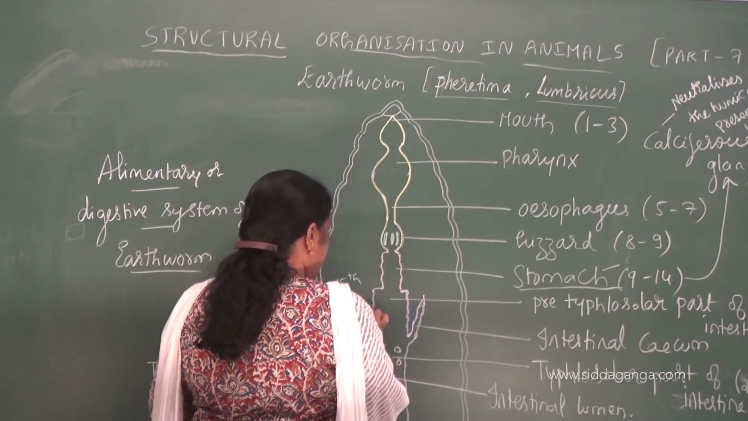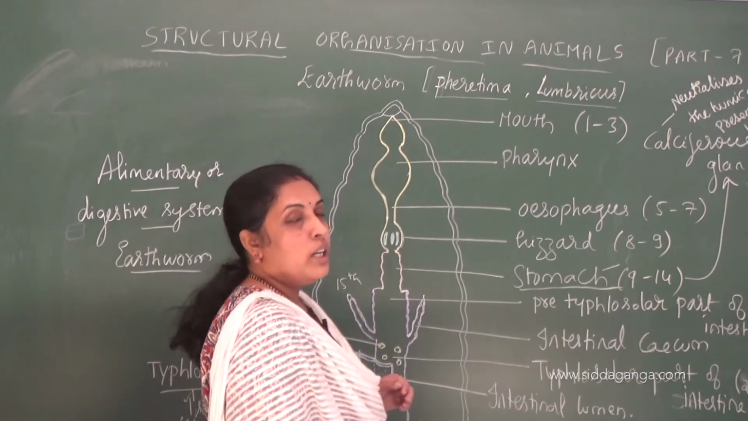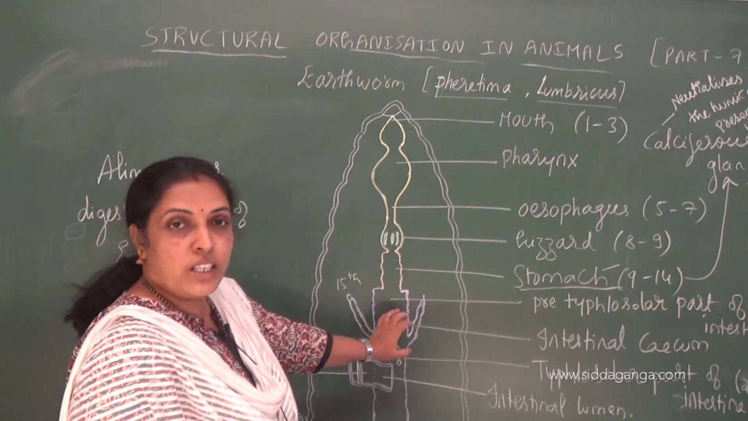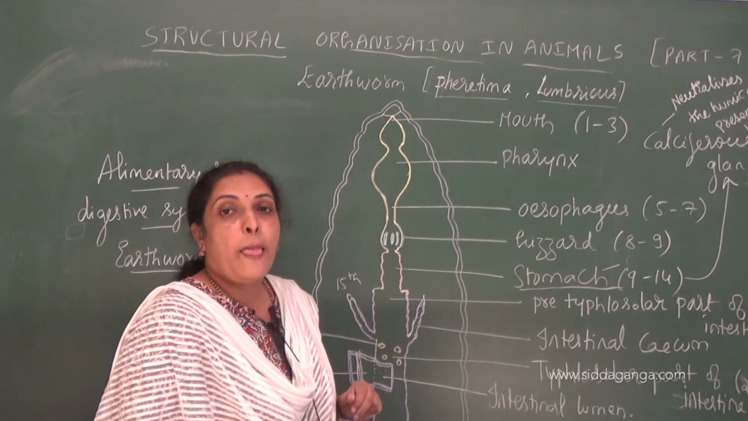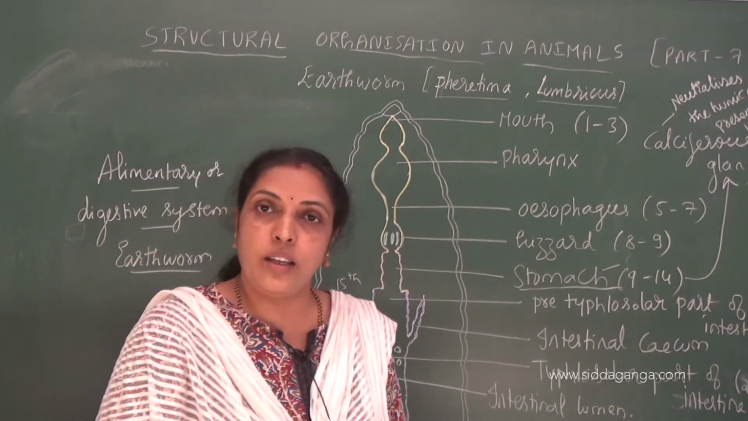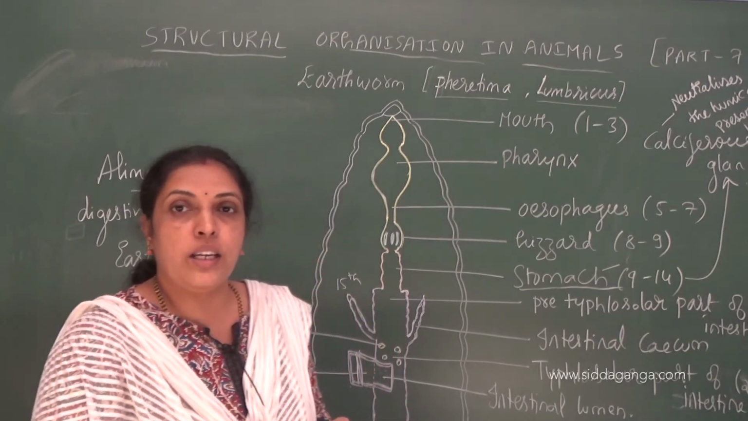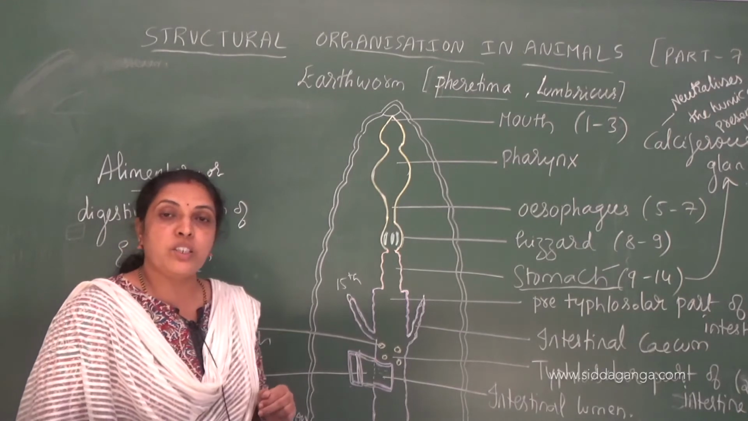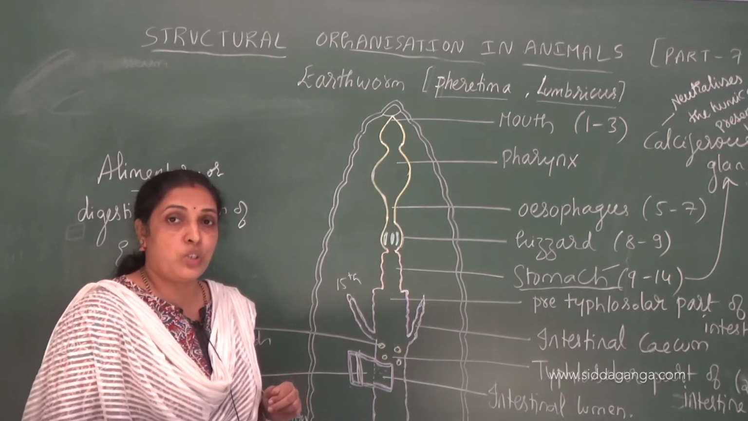And at the 26th segment, we see a pair of intestinal caeca. After the food is digested and absorbed, the undigested food is released out through the anus. Understood? This is about the alimentary canal or digestive system of the earthworm.